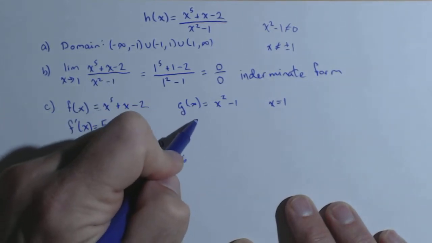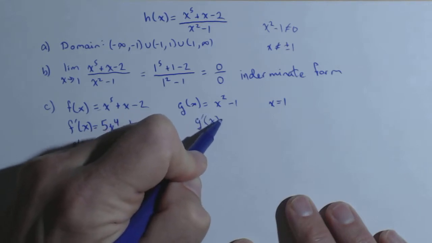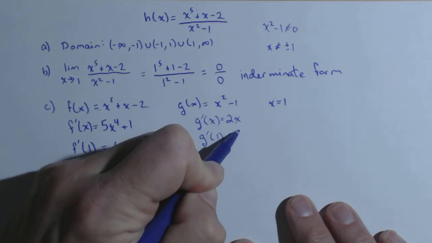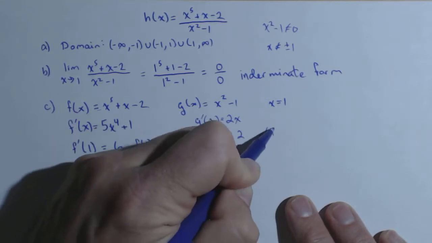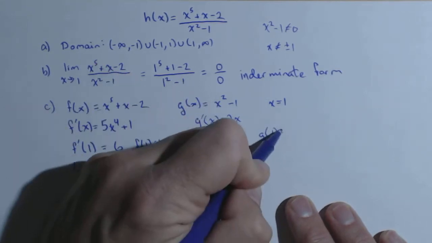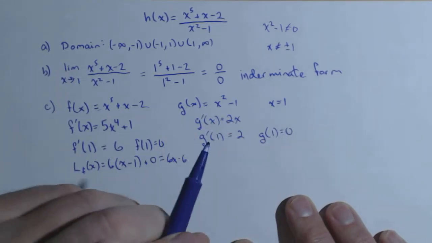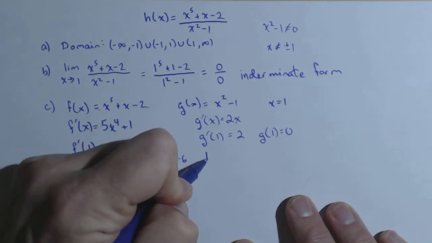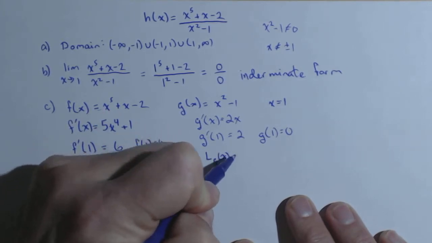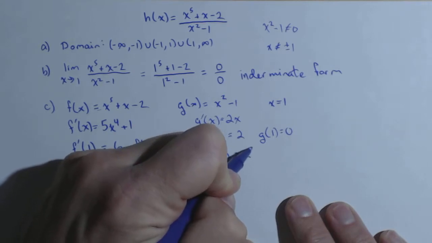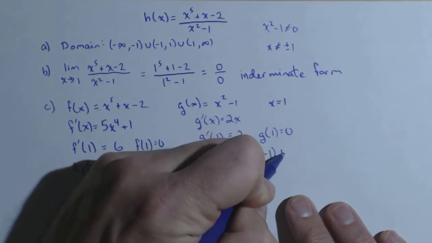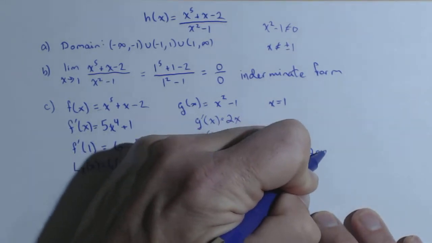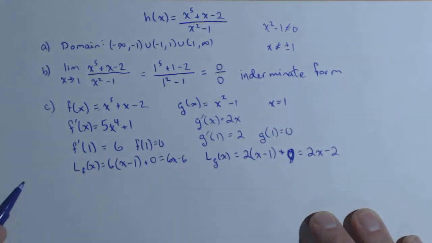Now, we're going to do the same thing with g. g prime of x equals 2x. g prime of 1 equals 2. g of 1, we also know, equals 0. We actually calculated that earlier. This is an important part of the indeterminate form going forward. So, as we build our tangent line, we'll call this L sub g of x. We know that the slope is 2, times x minus the x value, plus the y value, which is 0, or simplified, 2x minus 2.